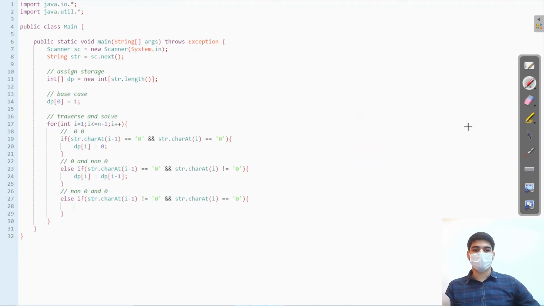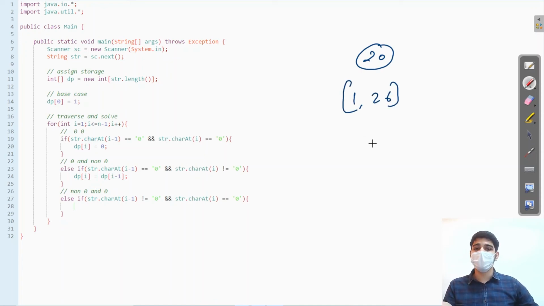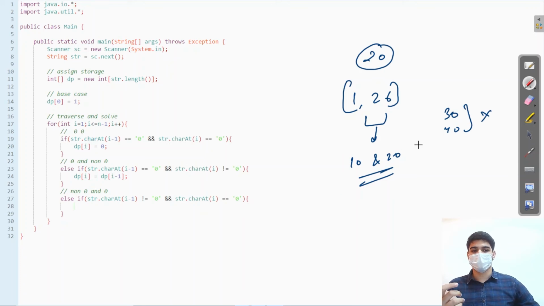So I can only make a call with 20. Another thing that we have to notice is that I can only make a call from 20 just because it was in the range of 1 to 26. The only double digit numbers that have 0 in their ones place and fall under this range are 10 and 20. Any other number like 30, 40, they don't fall under this range. So only if my preceding value is 1 or 2 can I make a call, because they only fall under this range.